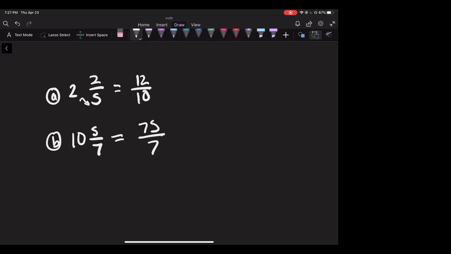Actually, I got 12 over 5. Oh, sorry, it's over 5. That's my fault. That was my mistake. It is 12 over 5. Good job. So you understand how improper and proper fractions work.